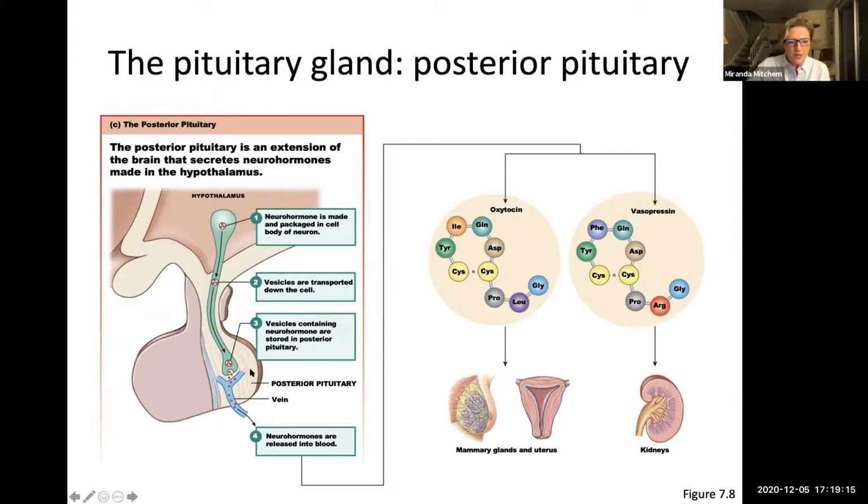So the posterior pituitary is back here, and it's made out of that neural tissue. It's not a true endocrine gland, but the hormone is packaged in a vesicle, and then it moves down through the blood vessels into the posterior pituitary gland, where it's then released and travels over to the bloodstream, where it then travels through the rest of the body.